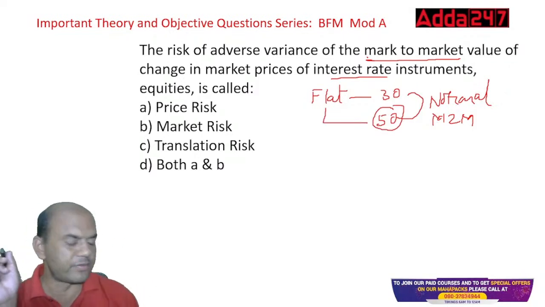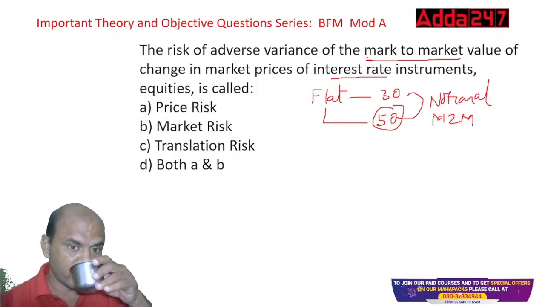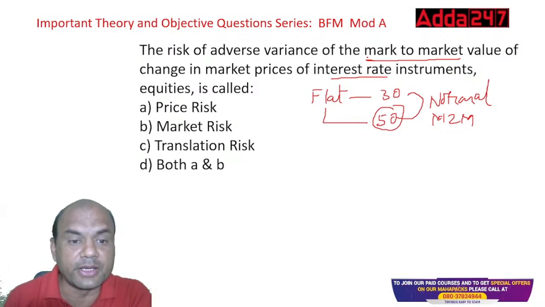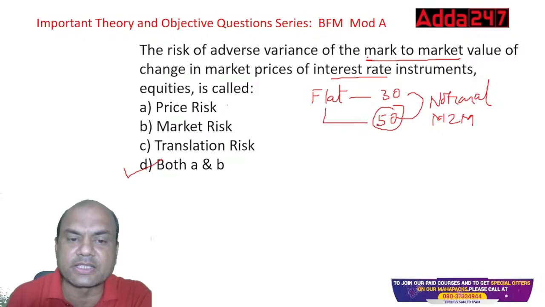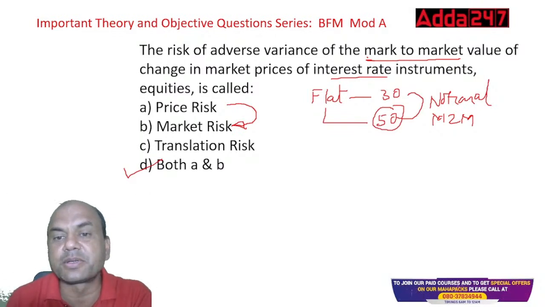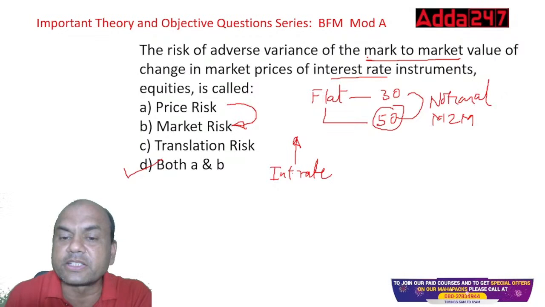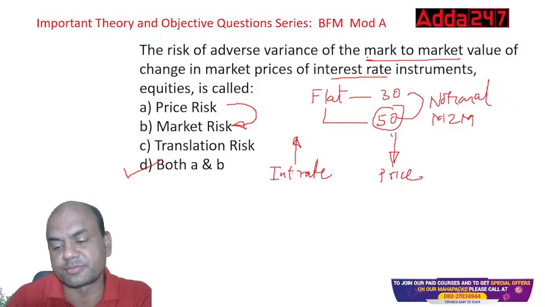What is the answer? Let me get it from you now. I'll explain, not an issue, but let me get it from you first. It is both A and B. Price risk and market risk, both. Because here, market price risk is actually a part of market risk. And price risk arises because of the interest rates. If the interest rates go up, then the price of the bond will go down. Price will always go down. So this is basically the logic behind this.